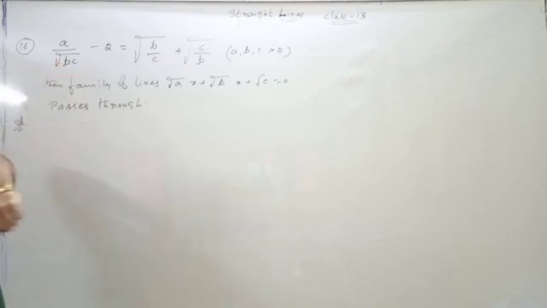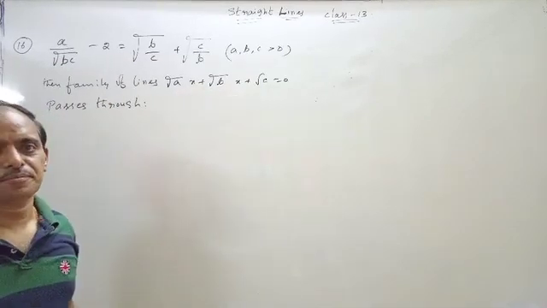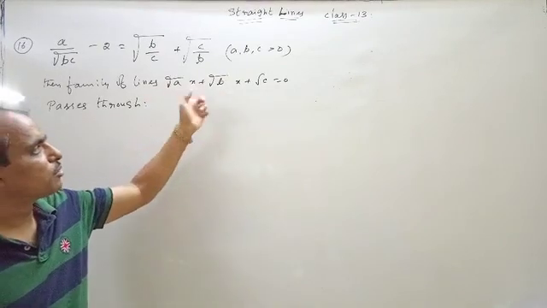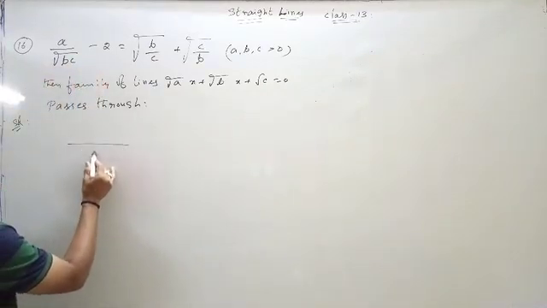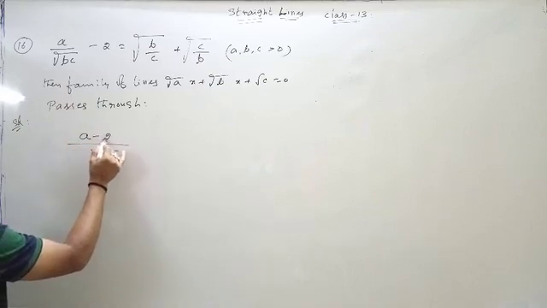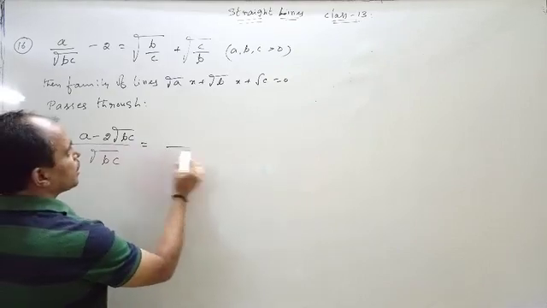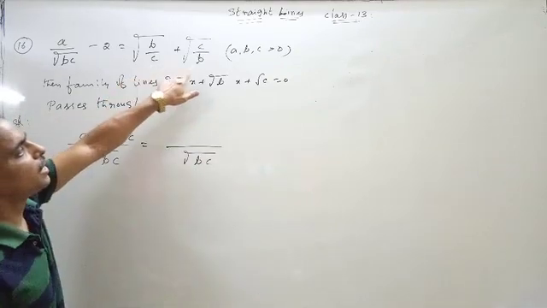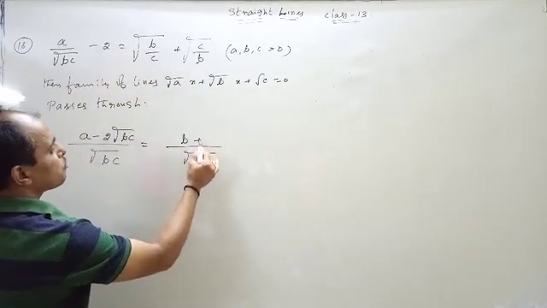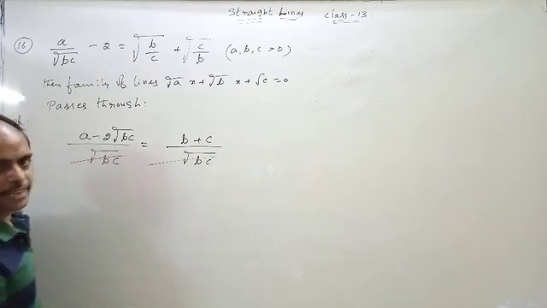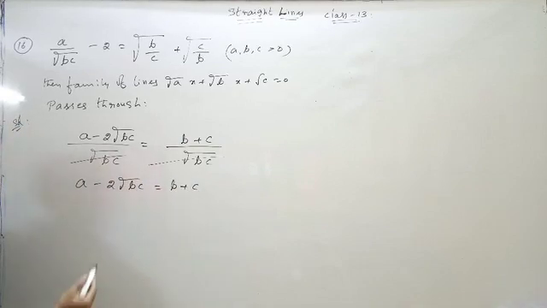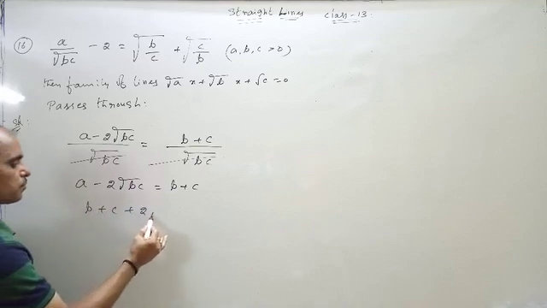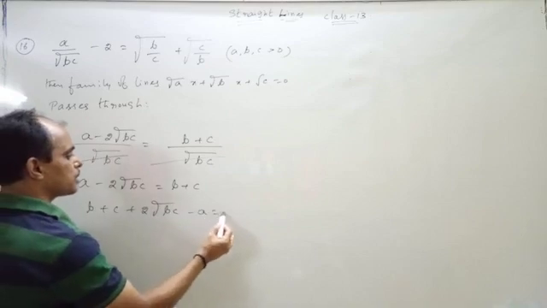So this is the question: a by bc minus 2, and this condition is given. And what about this line passes through the point? So the line should be of the form root a x plus root b y plus root c is equal to 0. Now you take the LCM. What is the LCM here? Root bc. So a minus 2 is equal to, and here the LCM is also root bc. Here is root c and here is root b. Now you will get in the numerator b plus c. Root bc gets cancelled. So we have a minus 2 root bc is equal to b plus c. Now b plus c plus 2 root bc minus a is equal to 0.